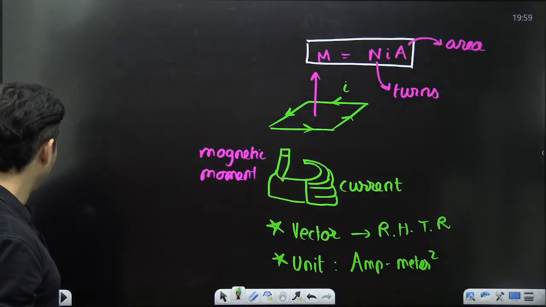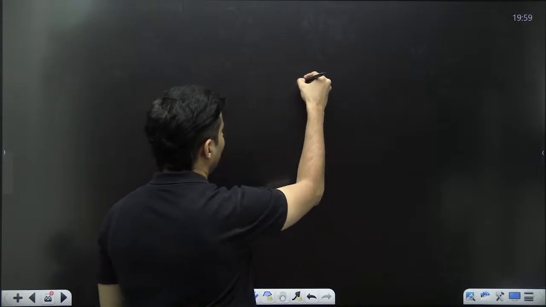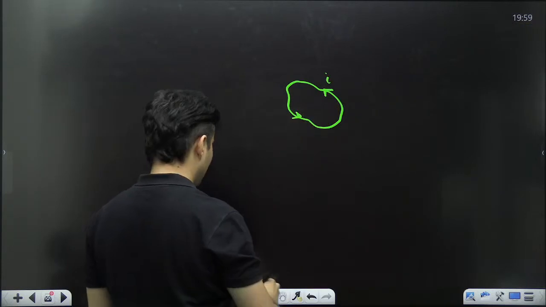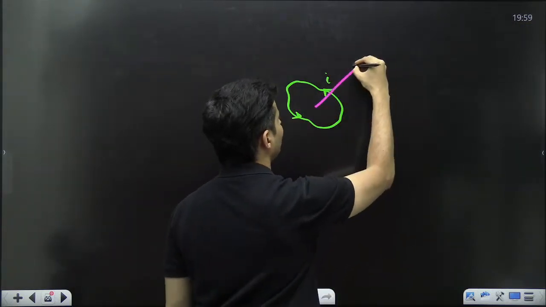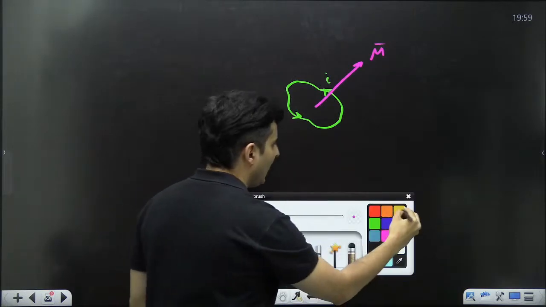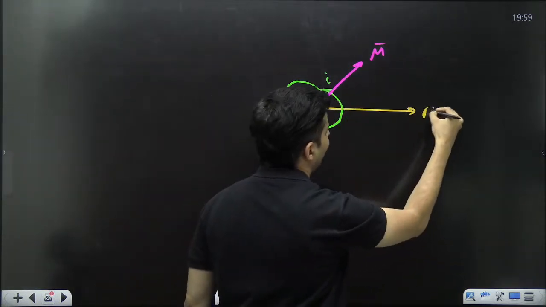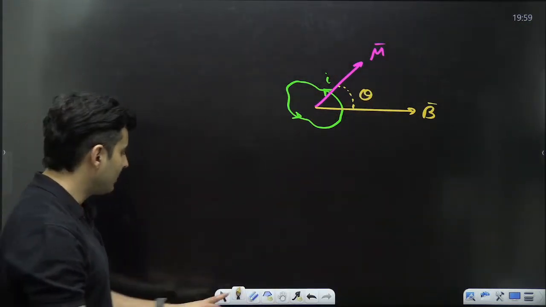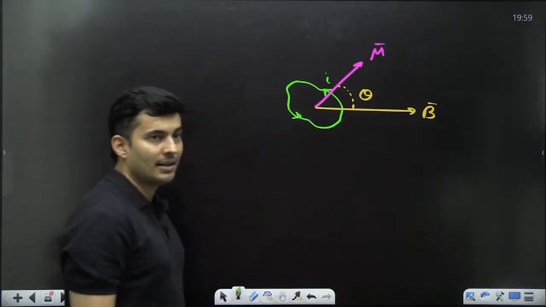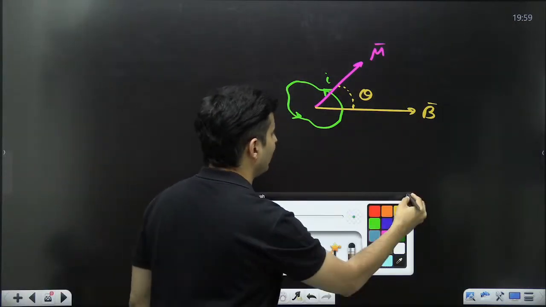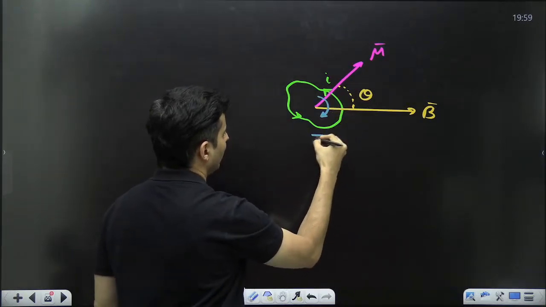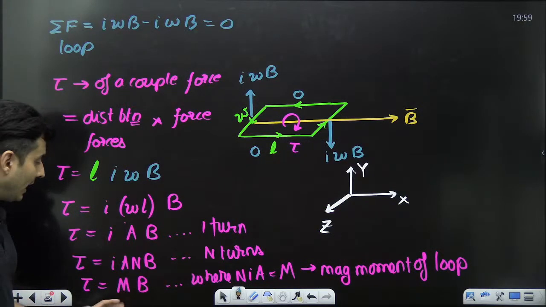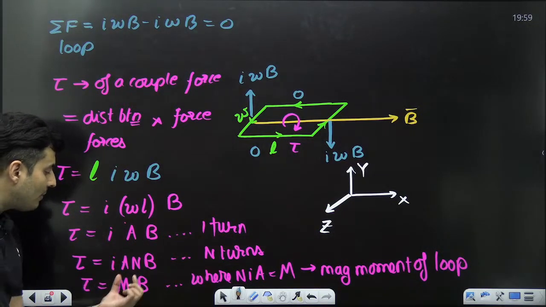Now, a very important thing: if the loop you have carries some current, and the magnetic moment produced by that loop is like this, and the magnetic field is not perpendicular but makes some angle with that magnetic moment, then there is a torque acting on it. That torque is given as follows. If you notice, I have already figured out the direction and magnitude of the torque. Here the torque was M into B.